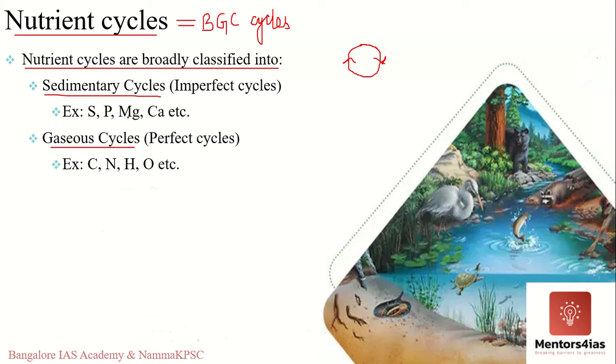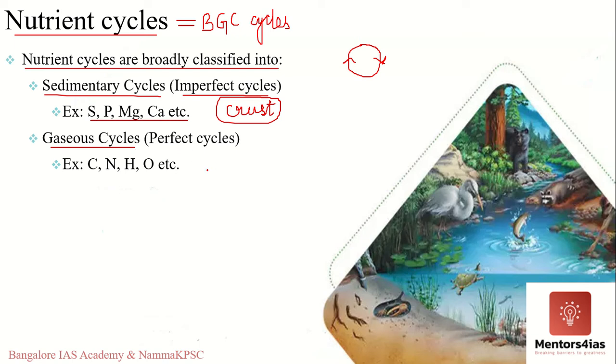The sedimentary cycle is where the reservoir of the nutrients is the Earth's crust. Also, sedimentary cycles are known as imperfect cycles because some of the nutrients get locked away into sediments and become unavailable for immediate cycling. Examples: sulfur, phosphorus, magnesium, calcium, etc.